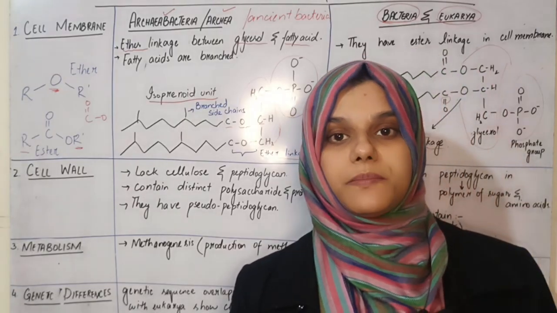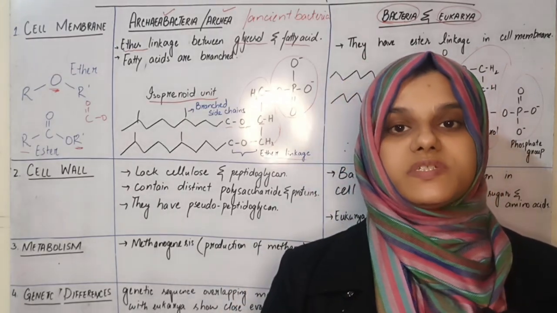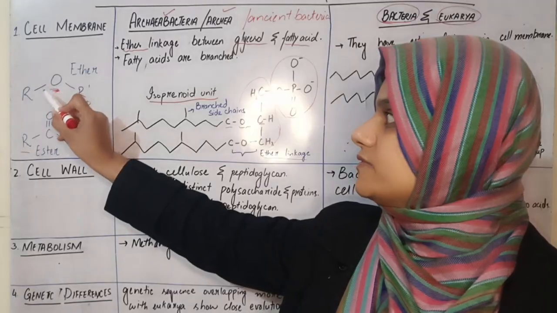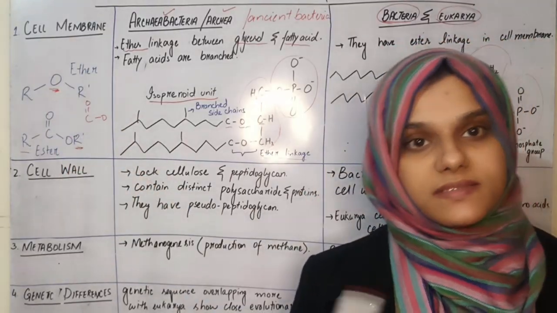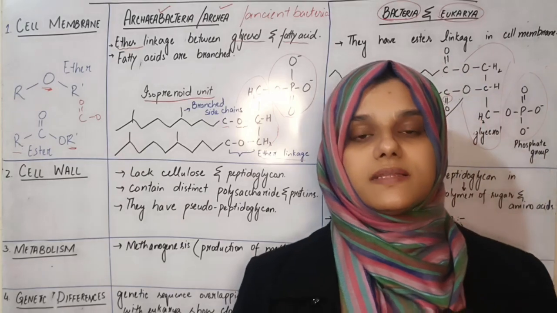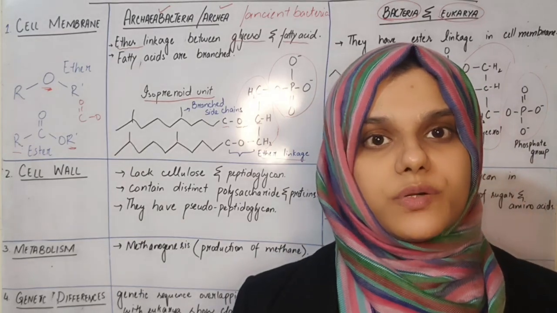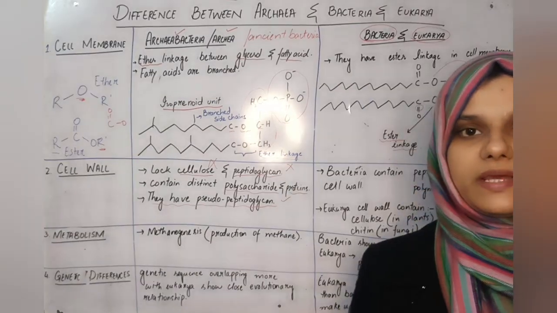Why? Because their cell membrane contains ether linkage, which is stronger. It has the presence of a single bond, as compared to bacteria and Eukarya. They have a double bond and they have ester linkage in their cell membrane. So their cell membrane is not that strong as compared to Archaea.